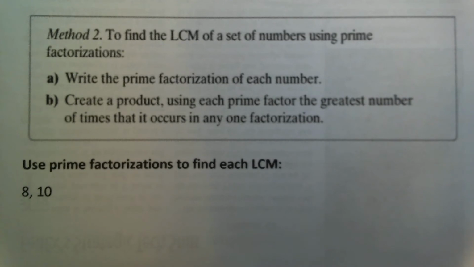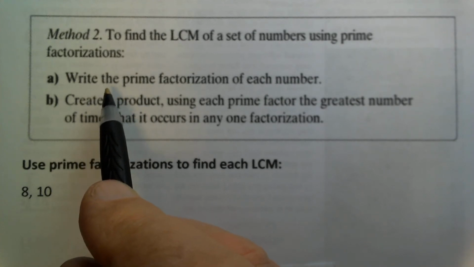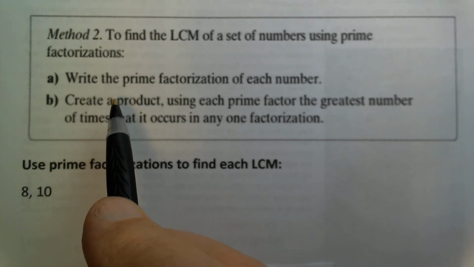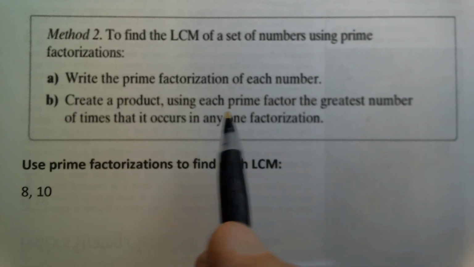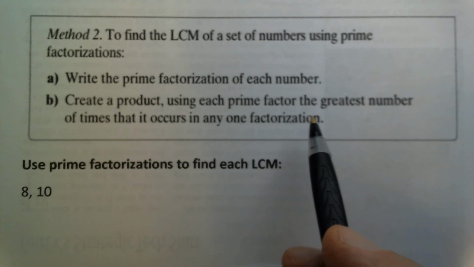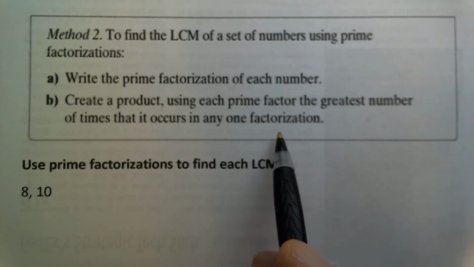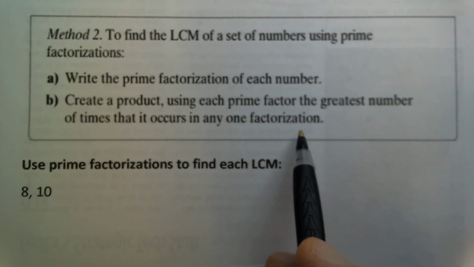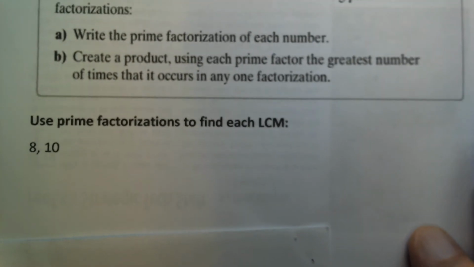So fortunately, there's an abbreviated method to find the LCM of a set of numbers using prime factorizations. Remember, we practiced finding the prime factorization of a number. Well, we're going to apply it right here. So we write the prime factorization of each number. And then the B part is we create a product using each prime factor the greatest number of times that it occurs in any one factorization. So what does that mean?